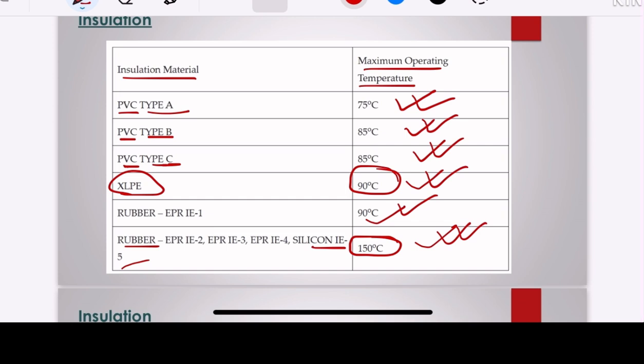With this chart we understood that with the insulation type, the operating temperature of that cable will vary. With the PVC we can go from 75 to 85. With XLPE insulation we can use that cable till the operating temperature 90 degrees Celsius, and with the different rubber insulation we can go from 90 degrees Celsius to 150 degrees Celsius.